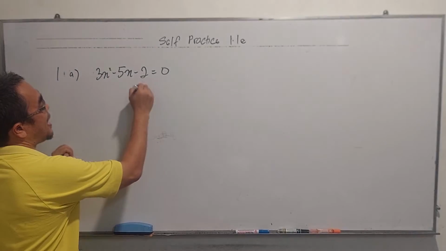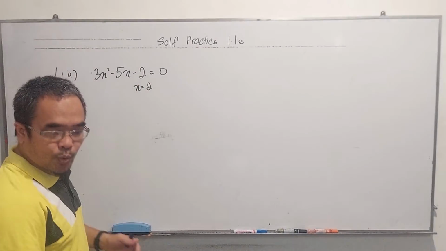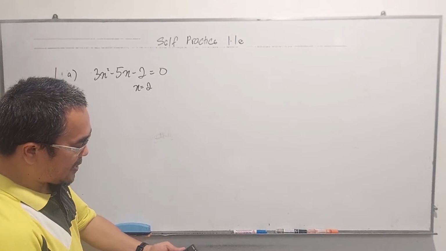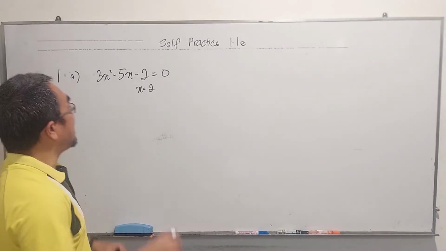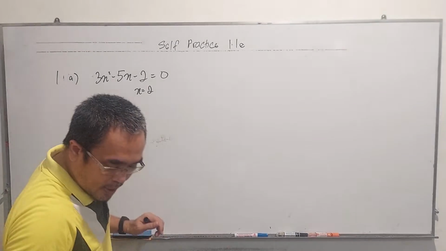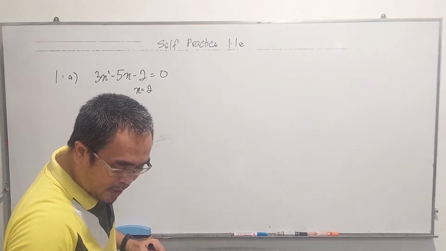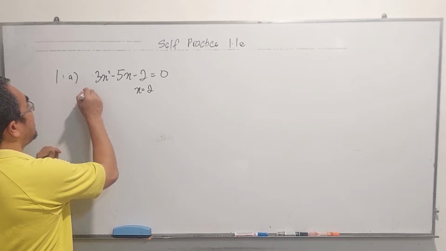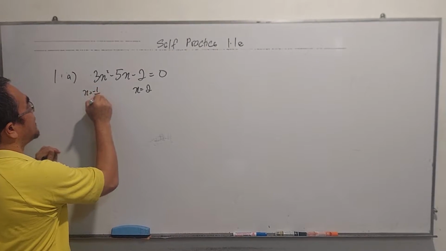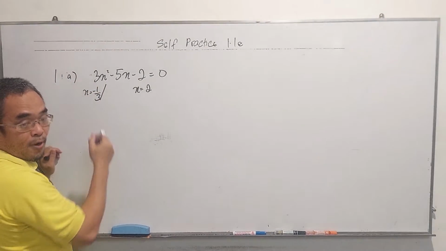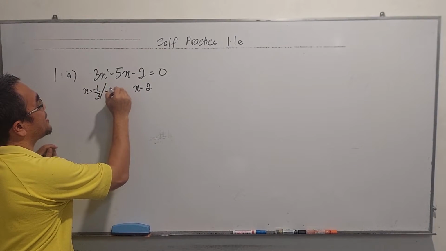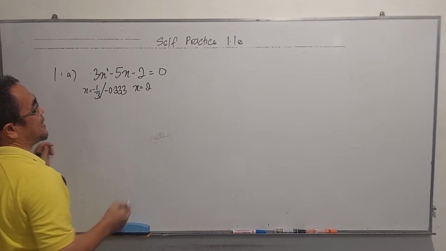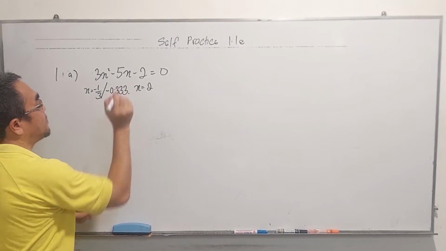So what are the roots? Roots are the values of x. One is 2. The other is negative 0.33. If you press shift ABC, it is negative 1/3. So for the purpose of this lesson, I will write it as negative 0.333, and so on.